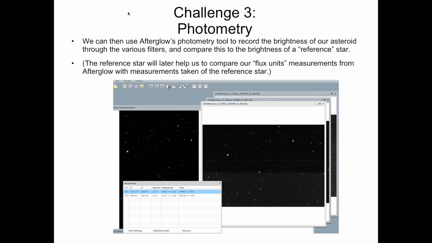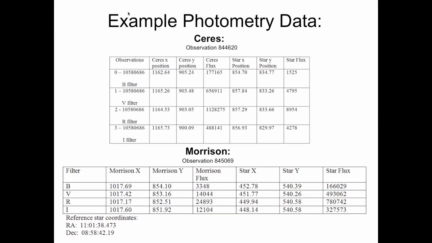So next we use the afterglow photometry tool to record the brightness of our asteroids in order to make a comparison with the different filters. We also used our reference star, which I don't completely understand. It was recommended by Vivian, and those of you who are awesome astronomers probably have a better understanding of the importance of using that and having a reference to do a ratio comparison between the stars and the asteroids. And we can go to the next slide. We'll be able to show some of the data that we collected.